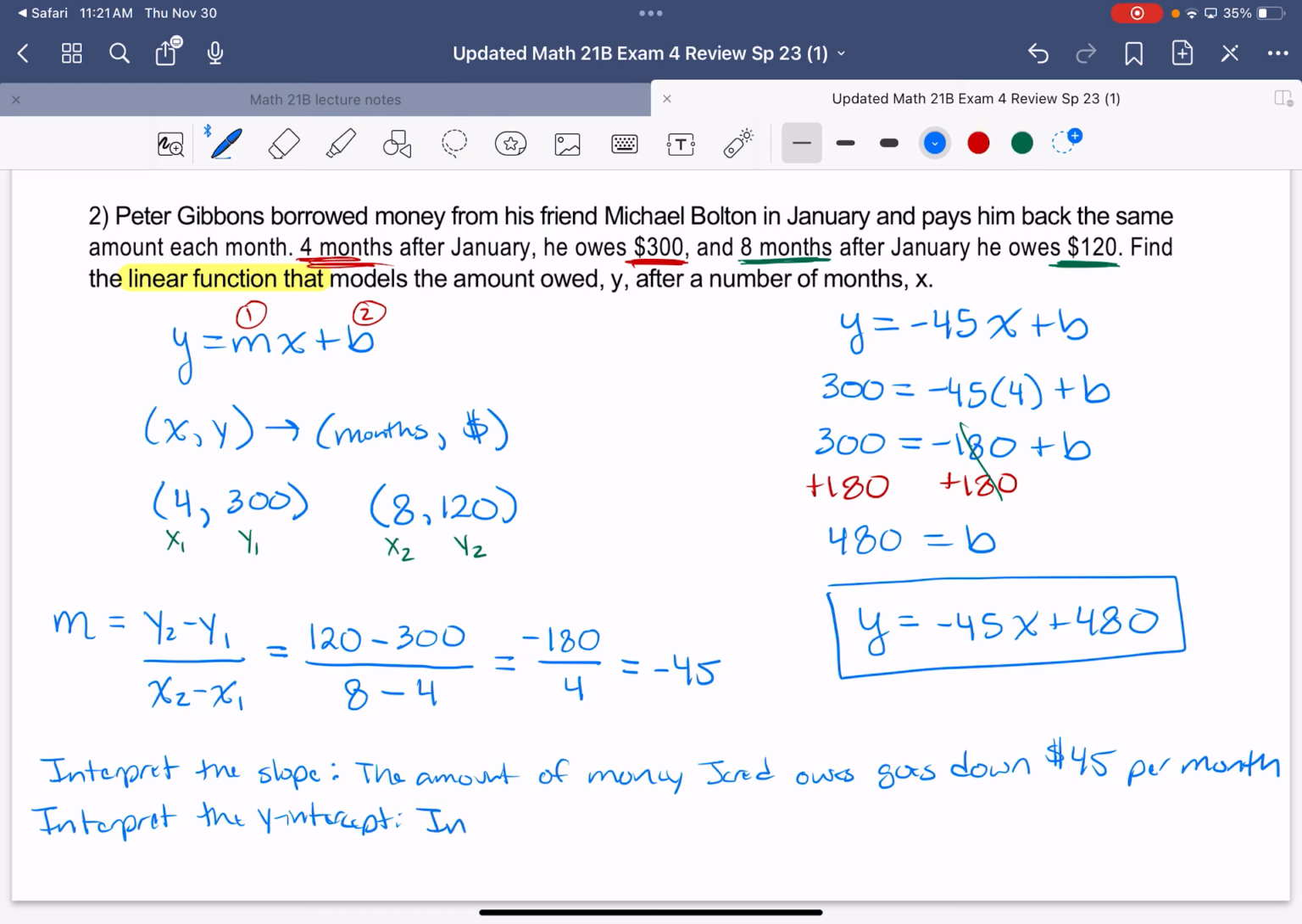So initially, Jared owes $480. That's how much he borrowed. So that's how you interpret the y-intercept. And then each month, he's paying off $45 each month. You don't have to do rise over run, right? You don't have to. Okay. I mean, if you're able to interpret it just like this, then you can just do it straightforward, yeah. Let me throw another question at you.